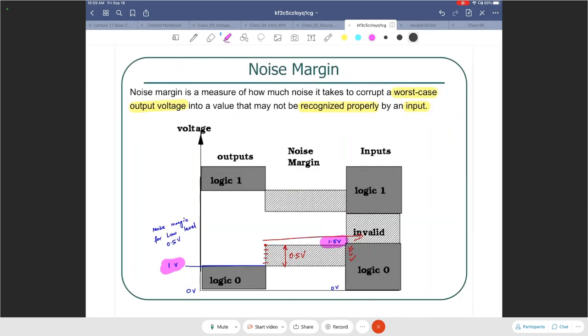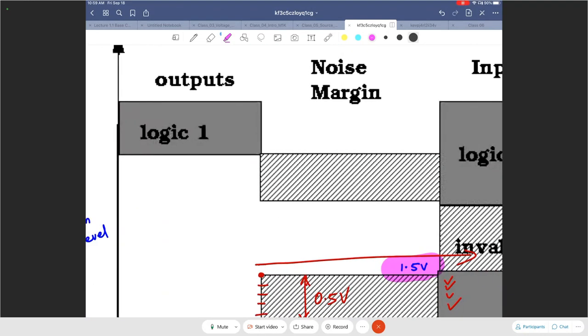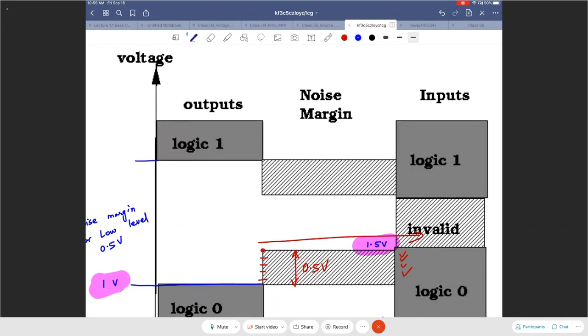Now, the same thing happens at the high level as well, right? So for example, let us just put some values here. Let's say this voltage is maybe 3.5, and let's make this one 4.5, and this guy over here 3.5, right? What is the noise margin for the high level? 1 volt, perfect.